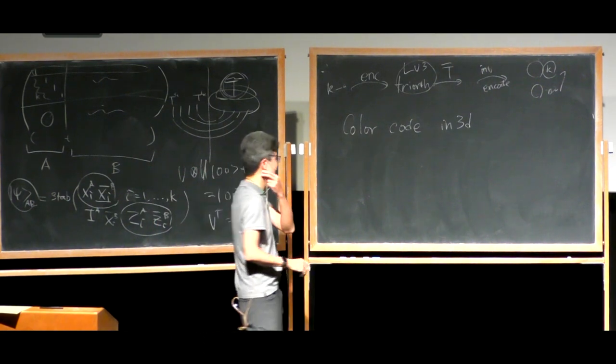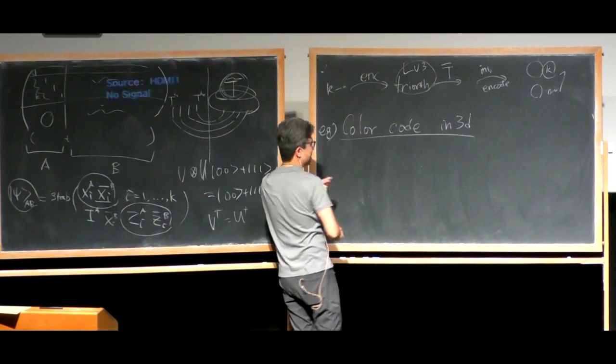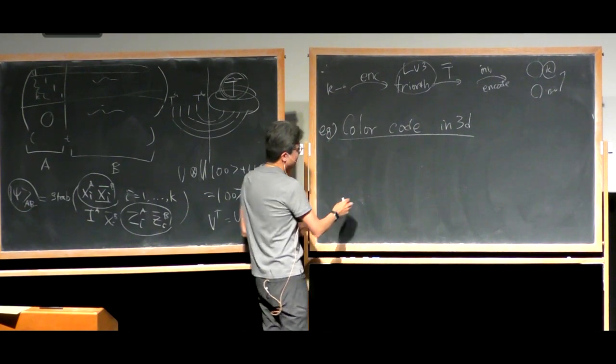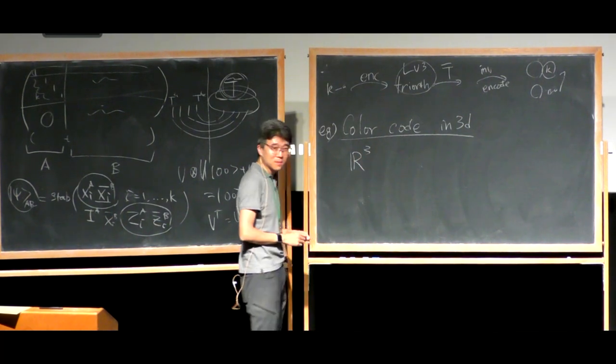Yeah. So this is an example. And here comes some topological element. Color code in 3D, let's assume that we have a tessellation of Euclidean 3-space.